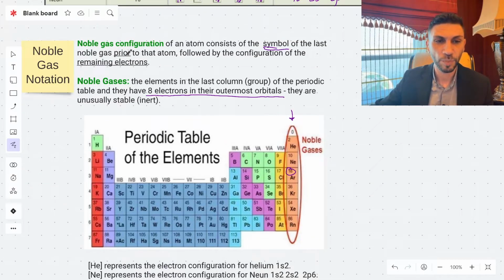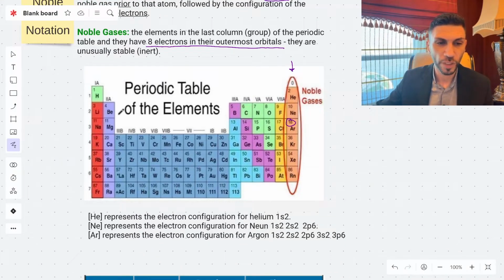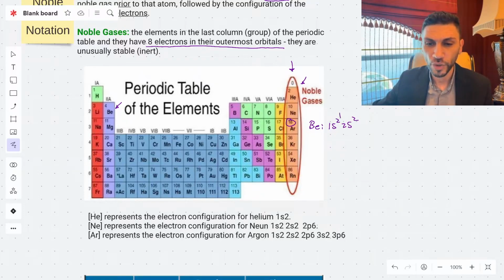The noble gas that is prior to the atom. For example, if we are talking about beryllium, the noble gas prior to beryllium is going to be helium. So if you write it, beryllium, Be, it's going to be 1s2 and then 2s2 because it has 4 electrons. But 1s2 is the helium atom. So I can write beryllium like this, between the brackets, helium, and then what is left, because helium is 1s2, what is left is 2s2.